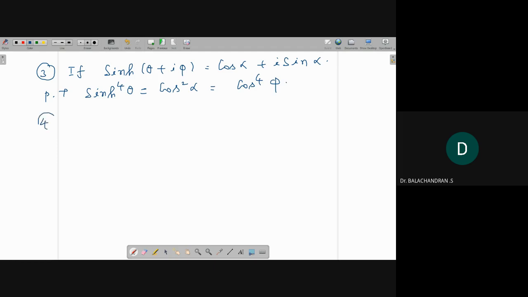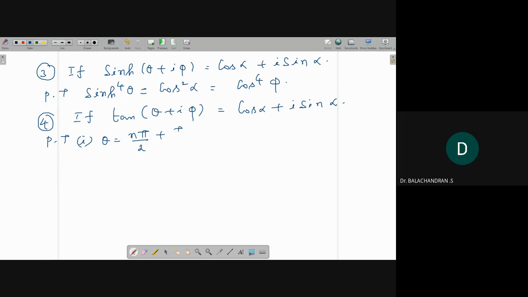And the last problem: if tan(θ + iφ) = cos α + i sin α, prove that θ = nπ/2 + π/4, and φ = (1/2) log tan(π/4 + α/2).